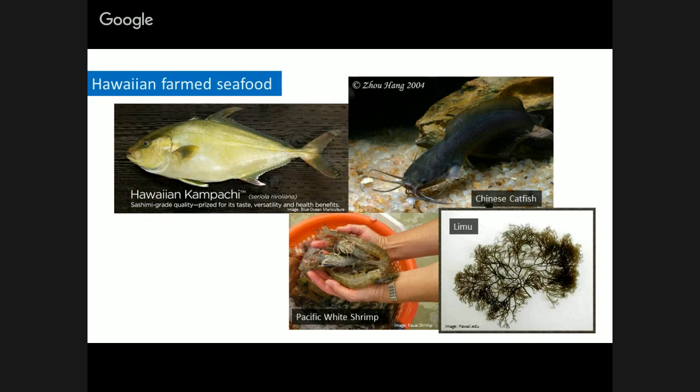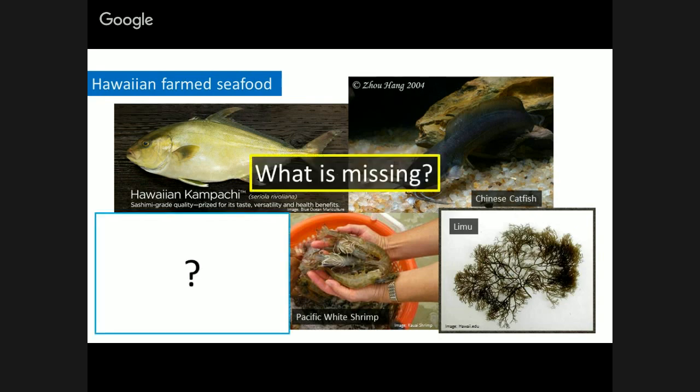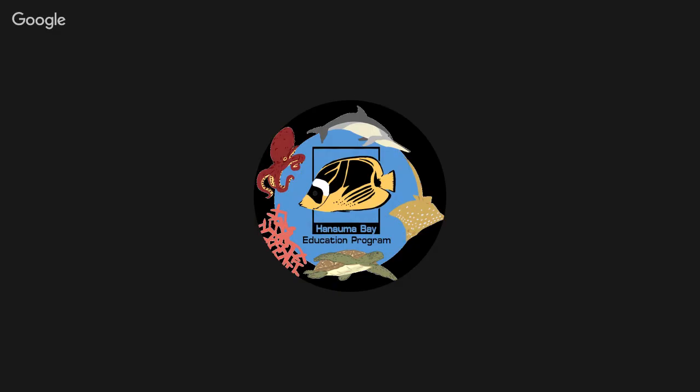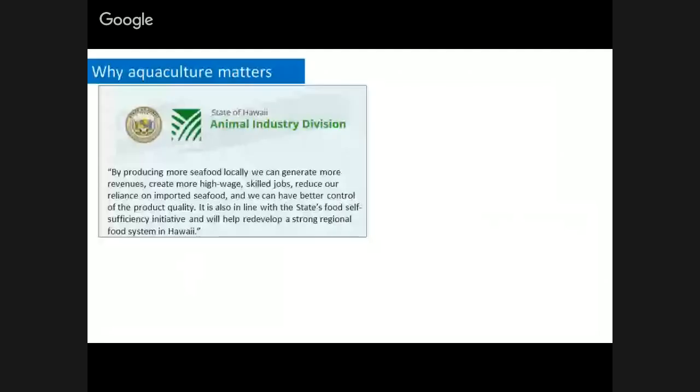But for a long time, something has been missing from this picture. So what do you notice is missing here that's often farmed elsewhere, especially on the mainland United States? The answer is bivalve shellfish, like clams and oysters. So why do we even care? Does it really matter if we're missing this component of aquaculture?